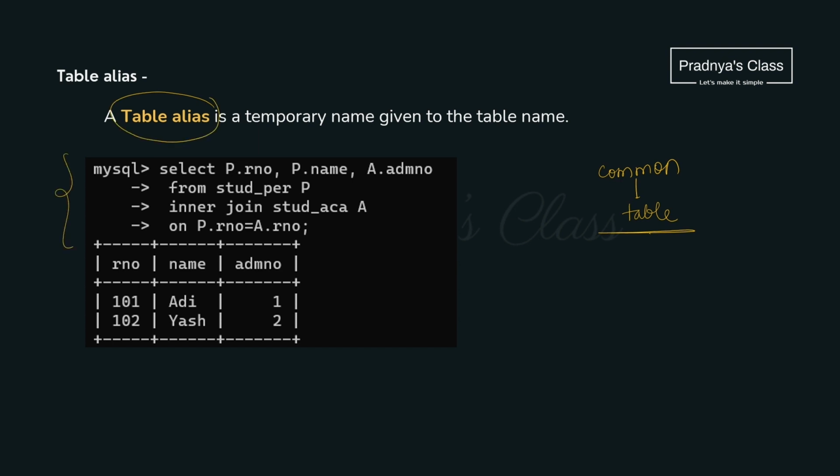Look at the query now. Select p.rno. What is this p? We have renamed student personal as p. So in the from clause we are mentioning the table name 1. There itself we have given the alias. And here with the inner join clause we specified the second table name. So there you can give alias to it, that is a. Now look at this statement. It looks easy. p.rno equals to a.rno. It's just like a nickname for the table to make it easy to write these statements.